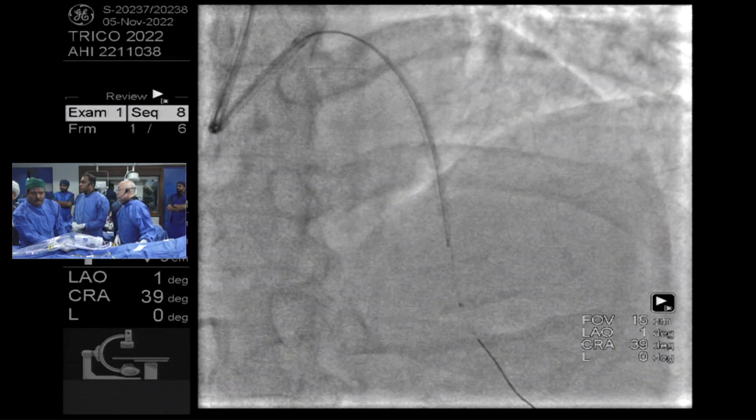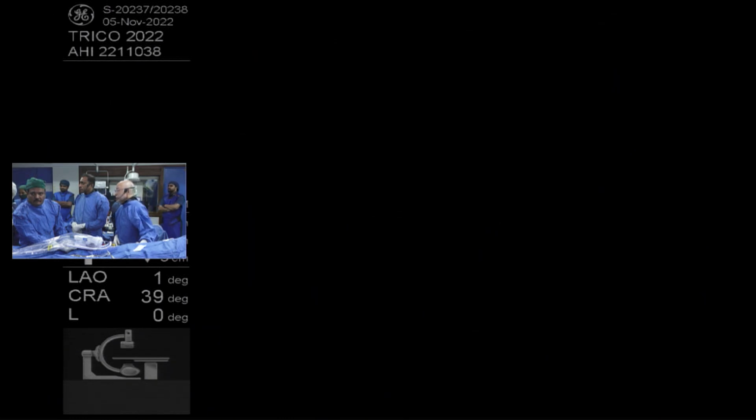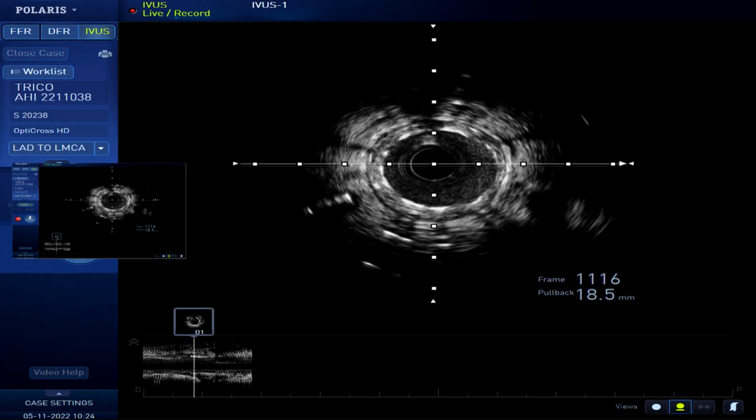This is a distal site. Yeah, distal site. We can identify the stent coming. There is no damage at the edge, right? Can you display the IVUS images on the screen, please? Can you see IVUS? Yeah, we see them. Okay, great. I think the expansion is good.